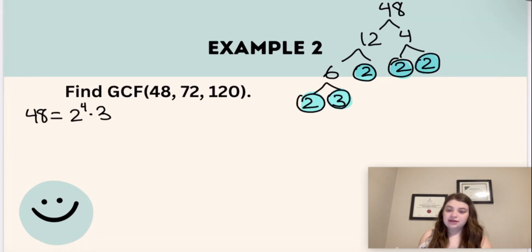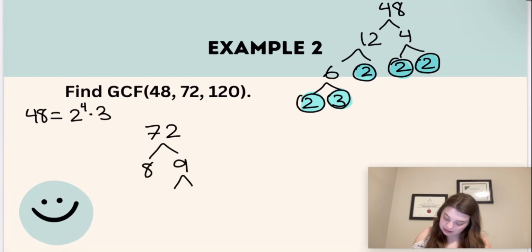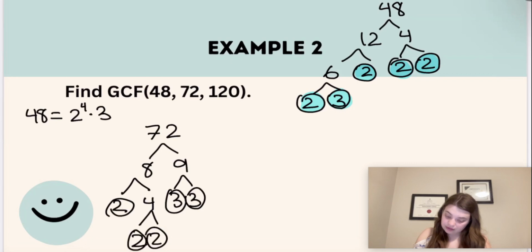Then let's do the same thing for 72. So for 72, 9 times 8 is 72. For 9, 3 times 3 is 9. And for 8, 2 times 4 is 8. And then for 4, 2 times 2 is 4. So therefore, the answer is 2 cubed, because there's three 2's. So 72 is equal to 2 cubed times 3 squared, because 3 appears twice.